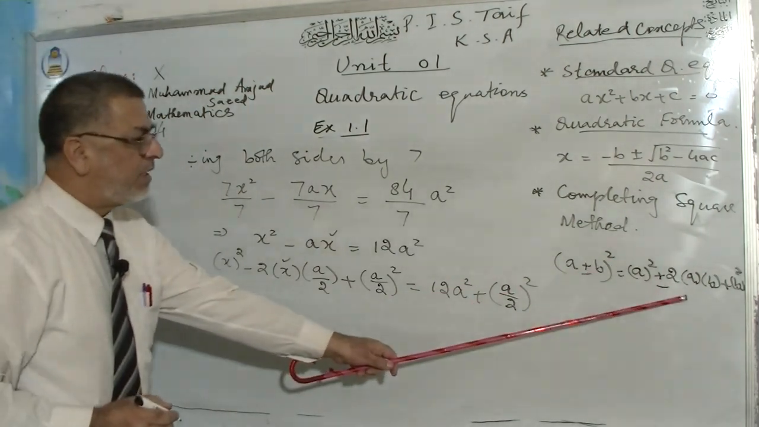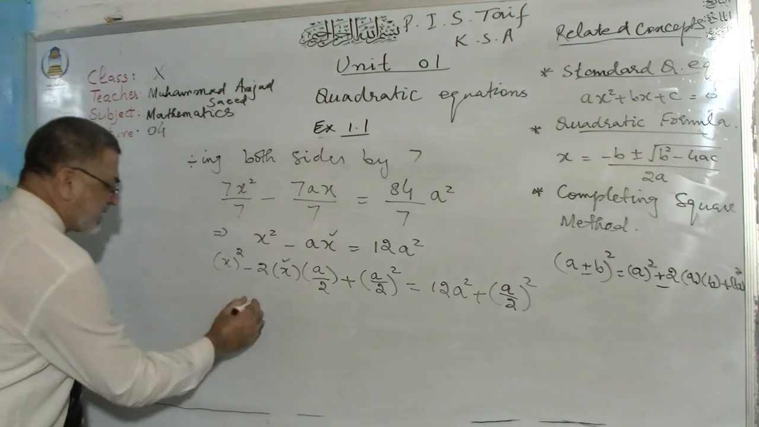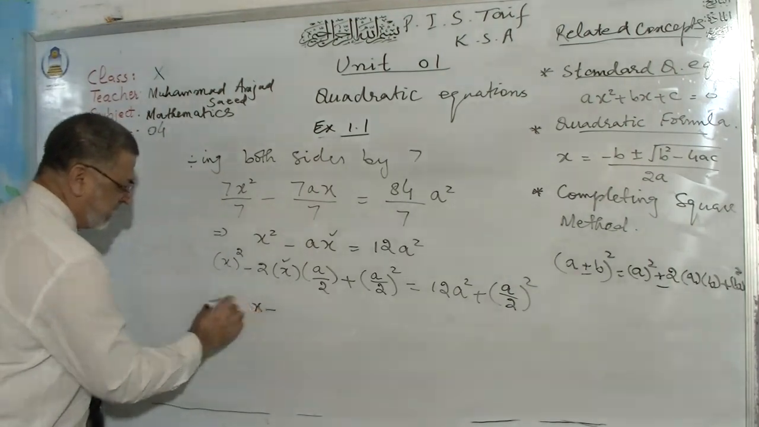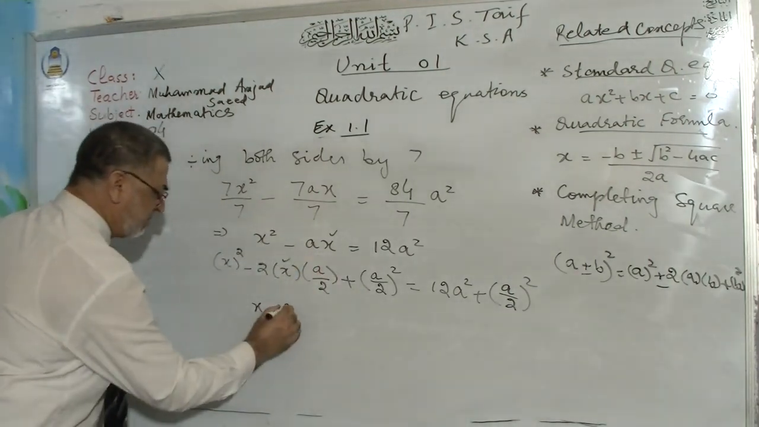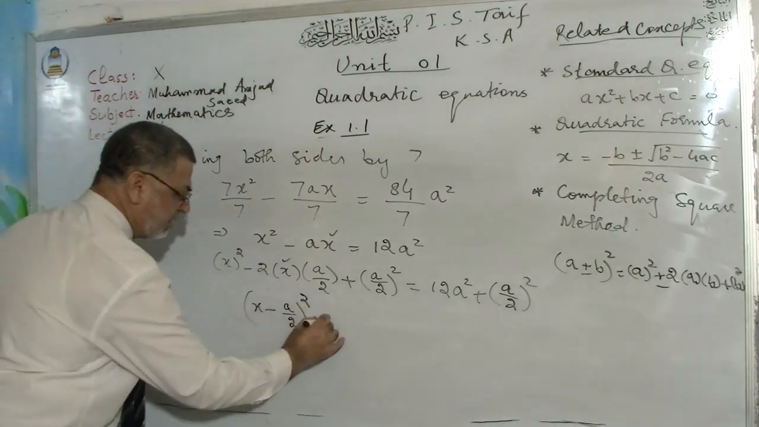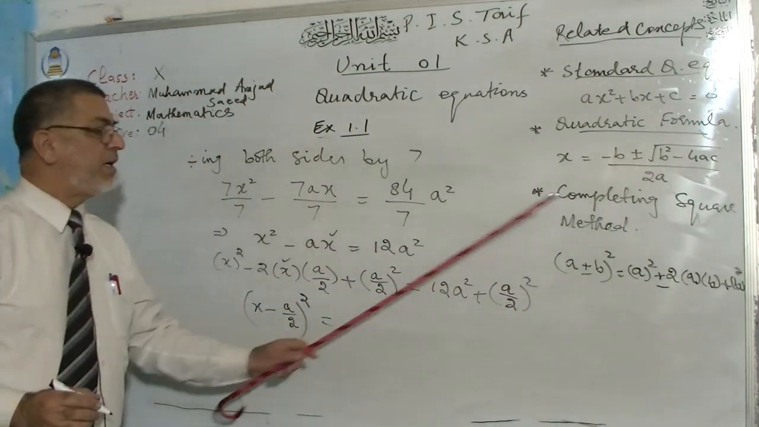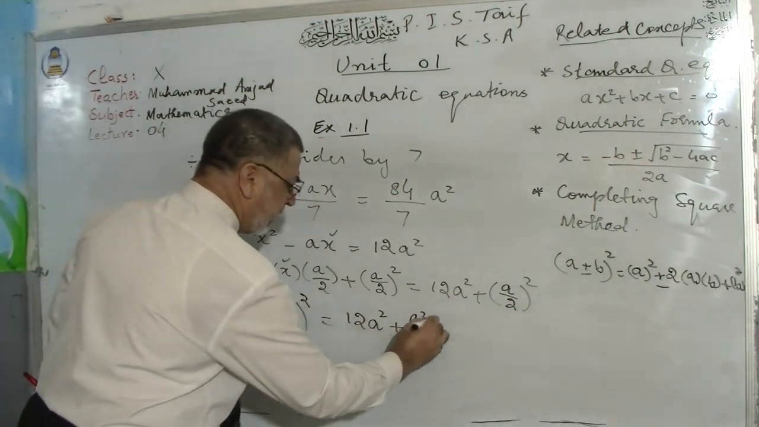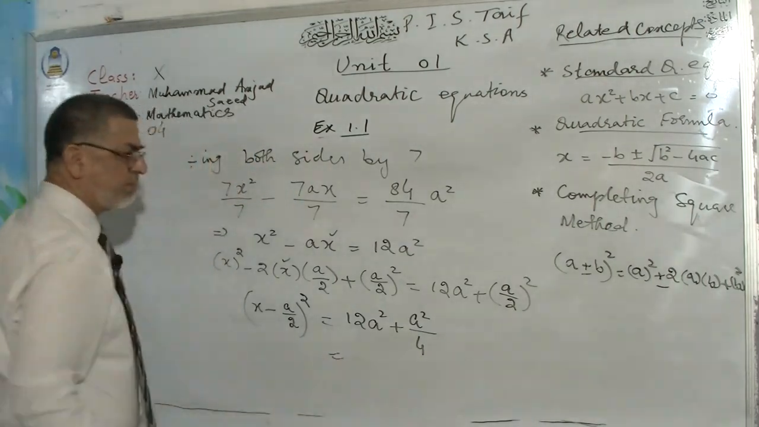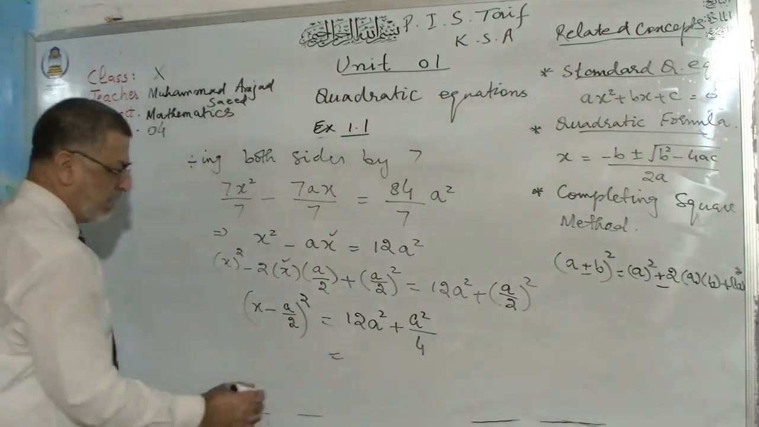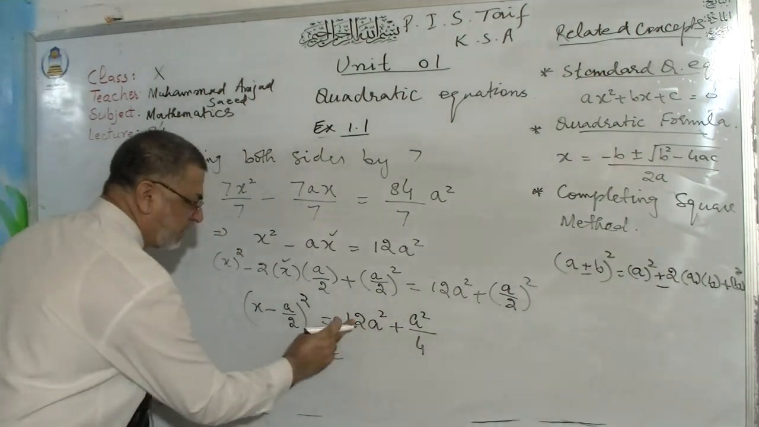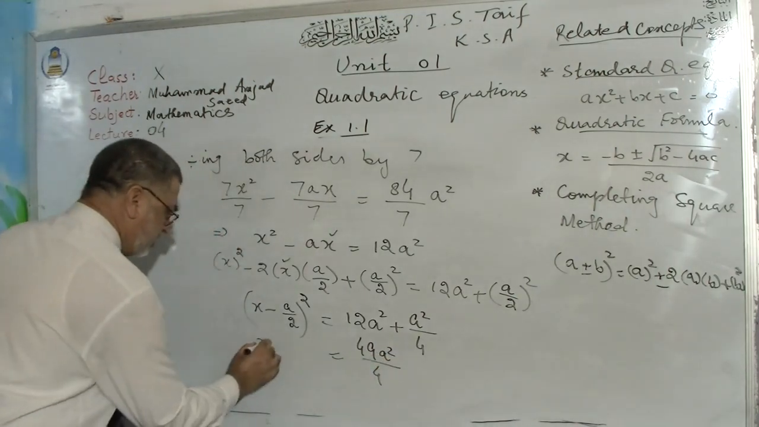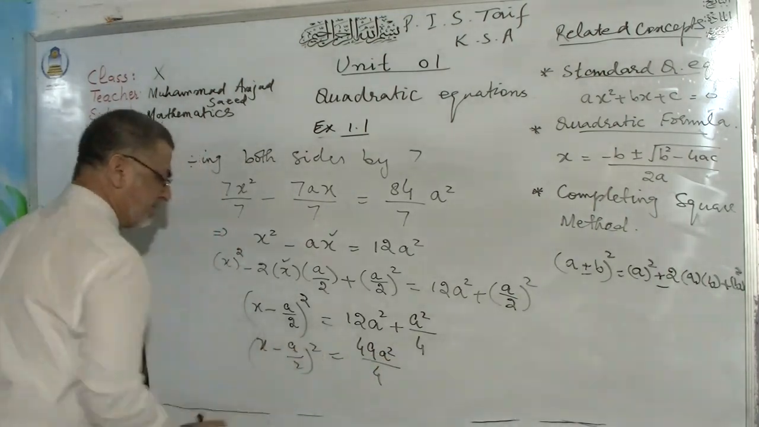Similarly, if you move from right to left here, what will be the sign in the center? Minus, because of this minus. What is the first squared term? That is x. What is the second squared term? A over 2 whole square. So this is the way you will move from right to left. Here is 12a square plus a square over 4. Open up the square: 4 times 12 is 48, plus 1, 49a square over 4. So x minus a over 2 whole square.